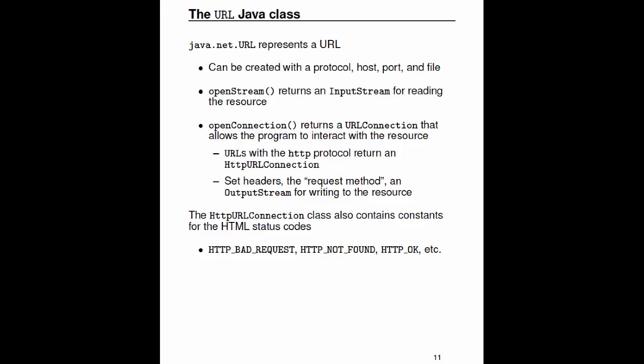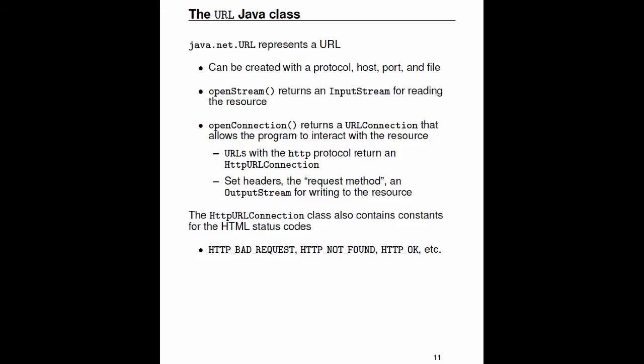If you want to do some more advanced stuff with the URL, so for instance, not just fetching data to it, but maybe sending data, posting data to an HTTP URL, you use the openConnection method. Now, openConnection returns an object called URLConnection that lets you interact. And if you are working with a URL with the HTTP protocol, you can cast what's returned by that openConnection to an HttpURLConnection.